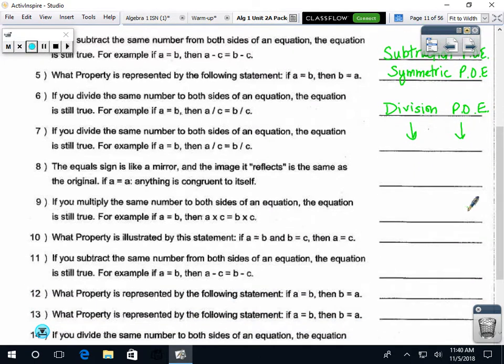All right, number 8. The equal sign is like a mirror, and the image it reflects is the same as the original. If A equals A, anything is congruent to itself. Reflexive, right. And they even give you good hints in that one, like a mirror reflects. That's the reflexive property of equality when both sides are identical.